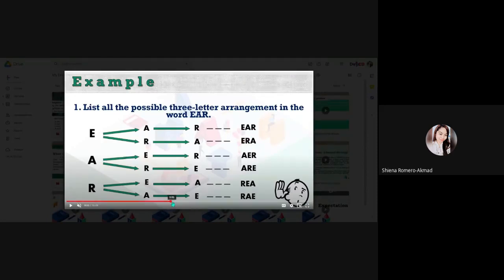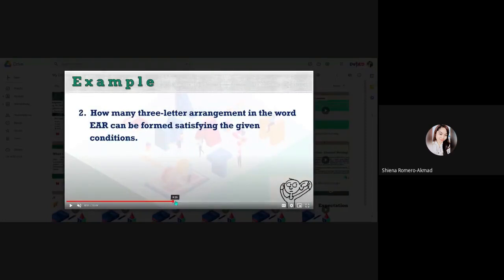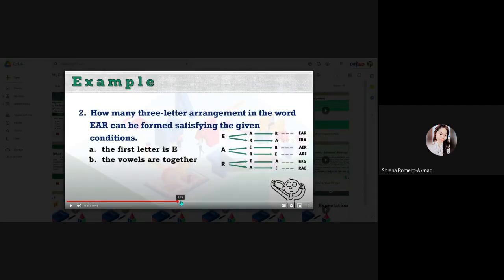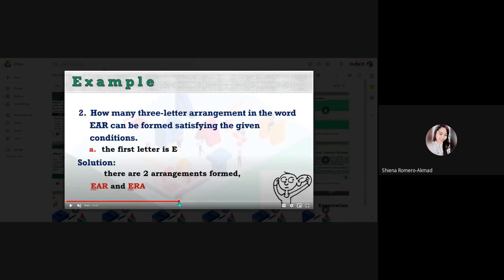Now let's have the next example. We are asked to answer the question: how many three-letter arrangements of the word ear can be formed satisfying the given conditions? There are specific conditions given. The first one, letter A: the first letter is E. How many of those arrangements have E as the first letter? There are two arrangements.